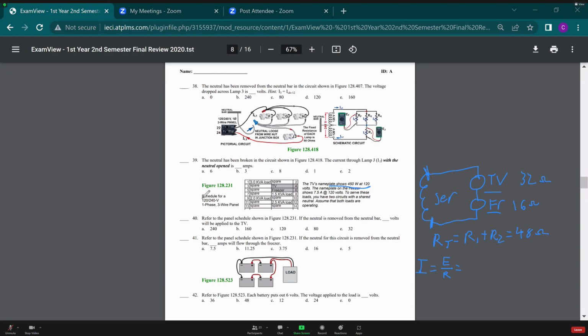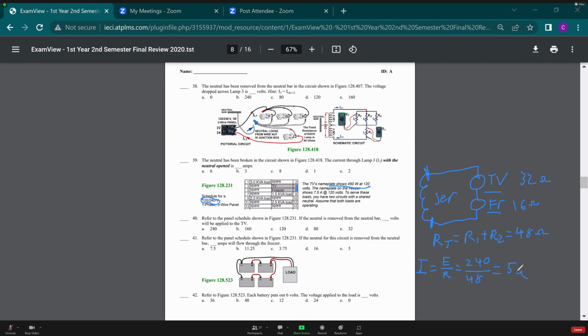In this instance, we're at a 120/240 volt panel. So if we go phase to phase in this instance, if we lose our neutral, we're going to be sitting with 240 volts. 240 volts divided by 48 ohms. Be like 6, right? Oh, 5. 5 amps total.